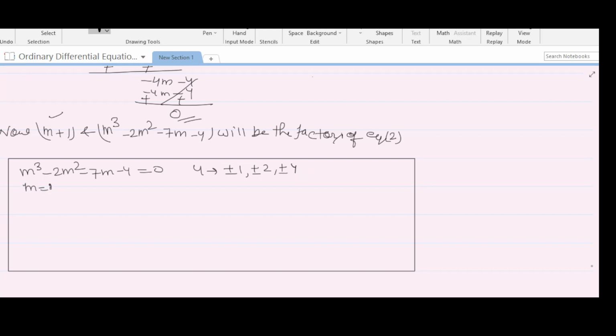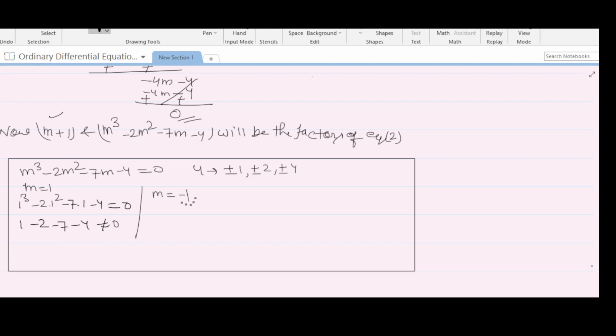For m equal to 1 we check 1 cube minus 2 into 1 square minus 7 into 1 minus 4. Okay, we need 0 equal to 0. 1 minus 2 minus 7 minus 4 never will be equal to 0. Now we will check for m equal to minus 1, right?